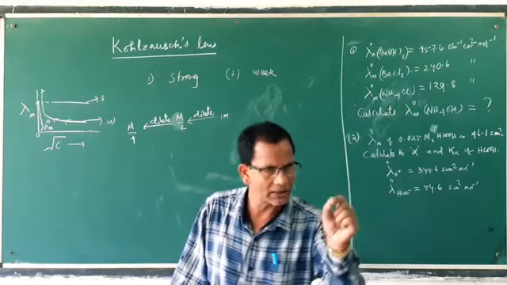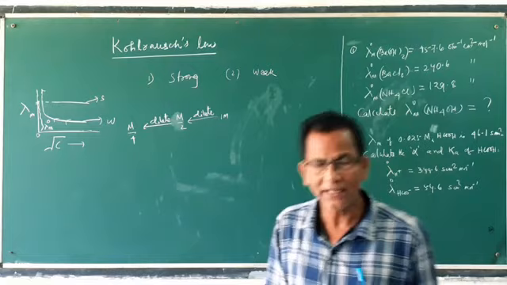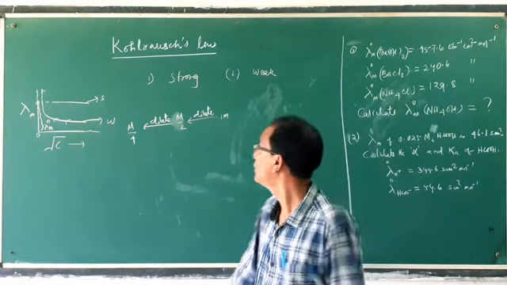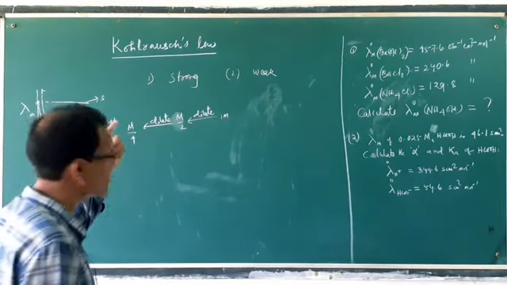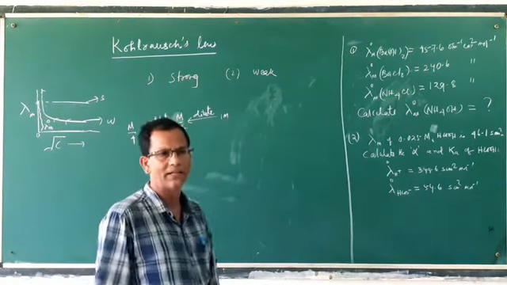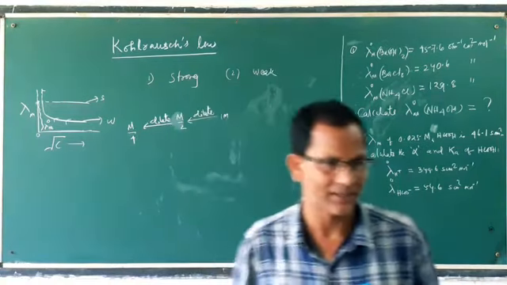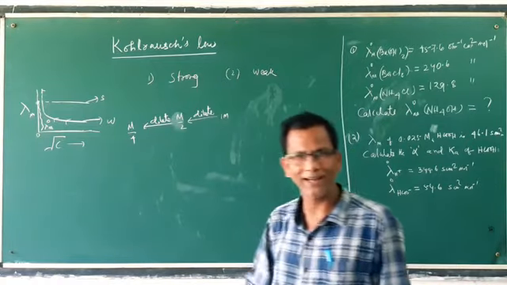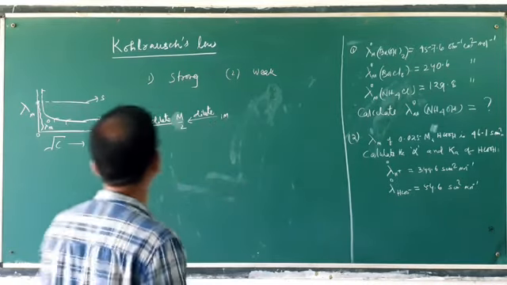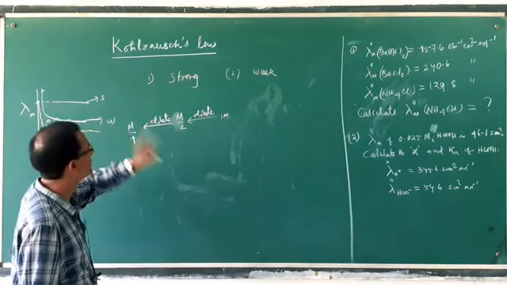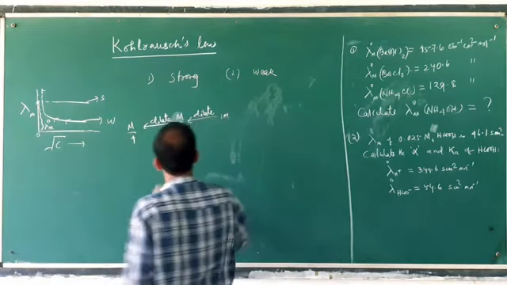So there is a question mark. How will you calculate lambda m naught of a weak electrolyte? It can be calculated by Kohlrausch's law. That is one application of Kohlrausch's law, that we can calculate the lambda naught of weak electrolytes, not strong electrolytes, because for strong electrolytes the value can be calculated graphically. But for weak electrolytes, we cannot calculate it that way. We have to take the help of Kohlrausch's law. So let us discuss what Kohlrausch's law is.